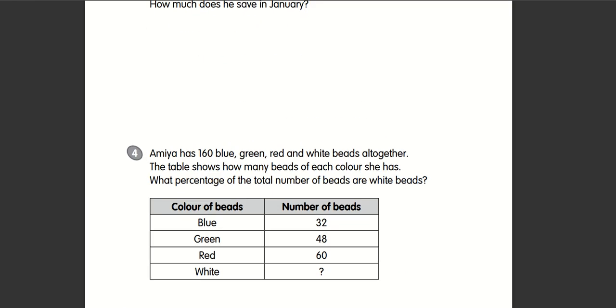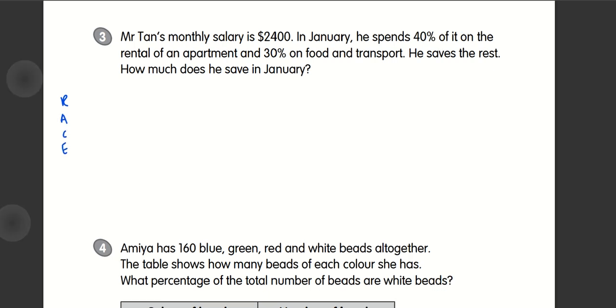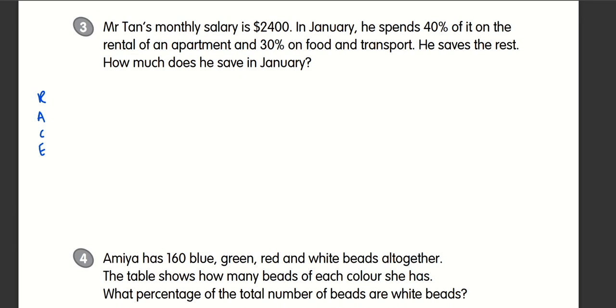Okay, let's take a look at this question, question number 3 first. Let's practice our race as usual. We have in this case the story of Mr. Tan having a monthly salary of $2,400. In January, he spends 40% of it on the rental of an apartment and 30% on food and transport. He saves the rest. How much does he save in January? Okay, that's my first reading.